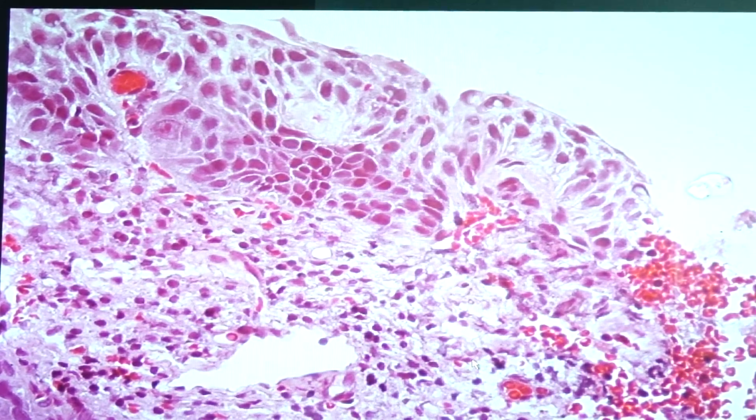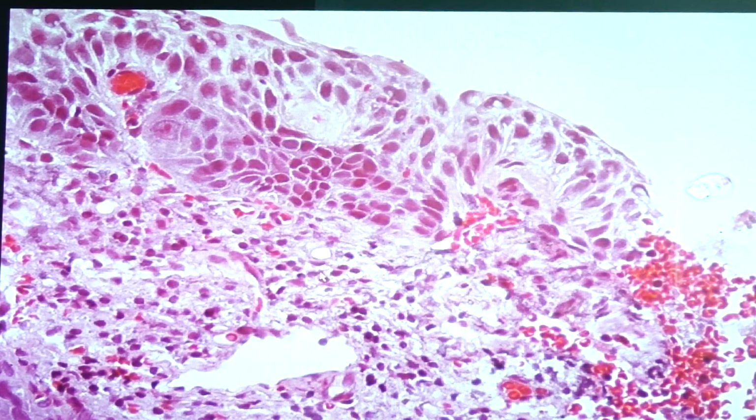So, 1A1 less than 3 millimeters, 1A2 less than 5 millimeters, and both of them would have a width of not more than 7 millimeters. If it goes more than 5 millimeters, that's the time that we call it stage 1B. So 1A1 not more than 3 millimeters, 1A2 not more than 5 millimeters. If it's more than 5 millimeters, stage 1B.